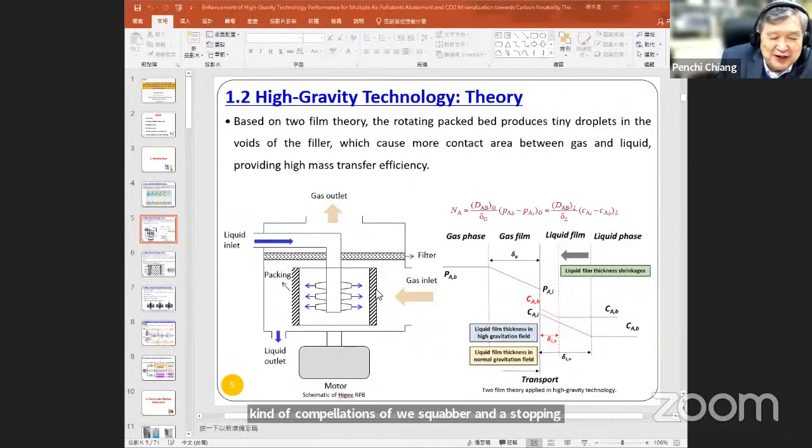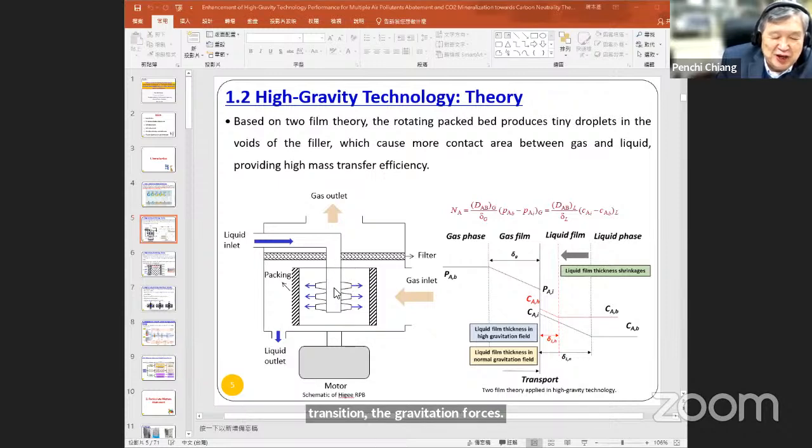Let me introduce a little bit the principle and the concept for all of you. You think about the gases coming from this side, and the liquid goes to this side. So these are the reactors, but the reactors have very unique features because there's high gravity. That means the centrifugal force should be higher than the traditional one, probably more than 100 times the traditional gravitational force. So this is called high gravity.